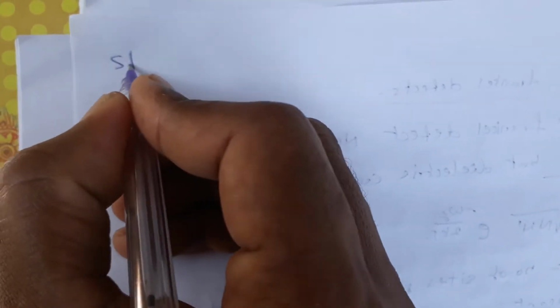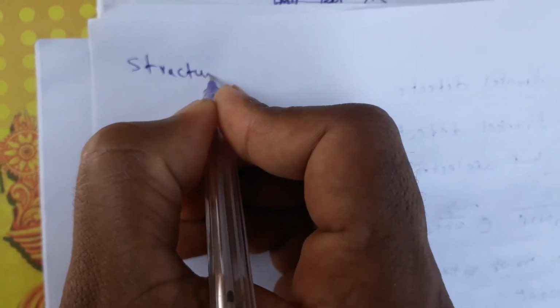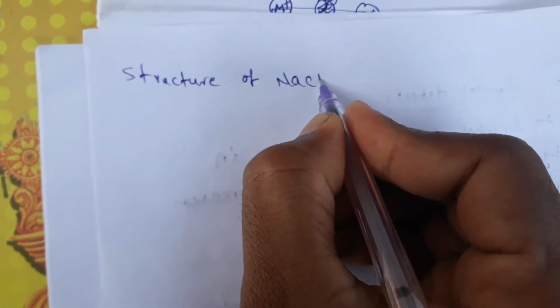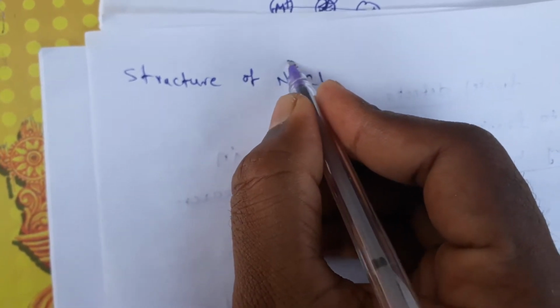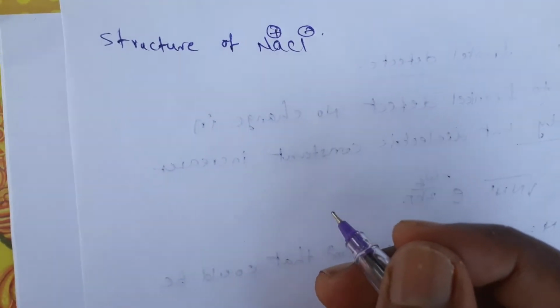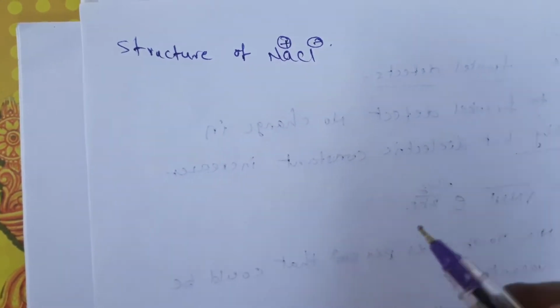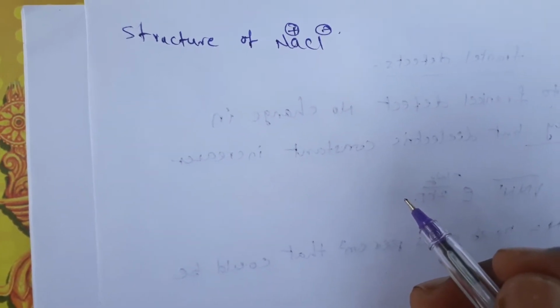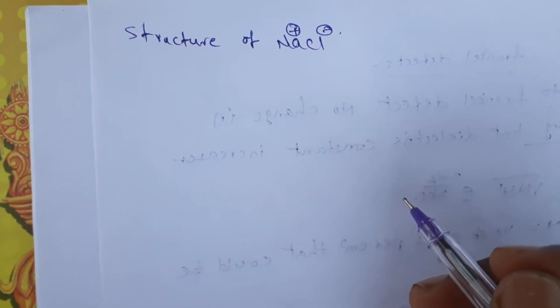Next thing is structure of NaCl. So structure of sodium chloride. Structure of sodium chloride. So Na plus and Cl minus. So if you see, the size of the cation and anions are almost equal in this case. So if you draw the cubic FCC, this sodium chloride is an FCC crystalline structure.